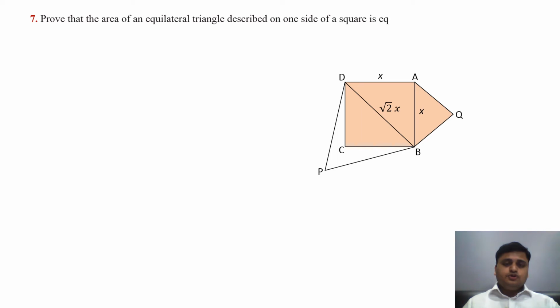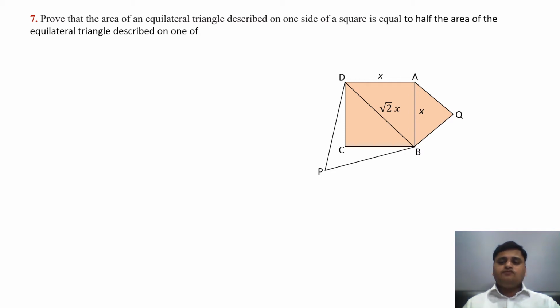We need to show that the area of the equilateral triangle which was described on one side of a square is equal to half the area of the equilateral triangle which is described on one of its diagonals. Once again I repeat, it was clearly given in the question that we need to prove the area of an equilateral triangle which is described on one side of a square is equal to half the area of an equilateral triangle described on one of its diagonals.